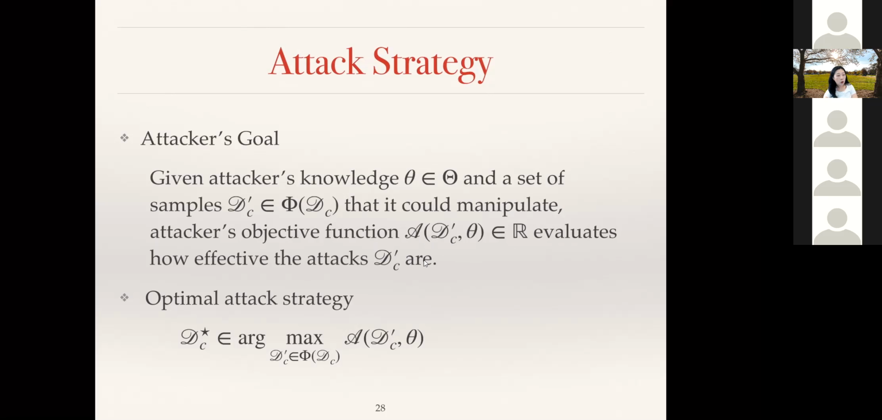So this function will evaluate how effectively these attackers are able to manipulate the learning algorithm. And it's obvious that the optimal attacker strategy is to find the DC star, how you manipulate these examples so that you can maximize A of DC prime theta.